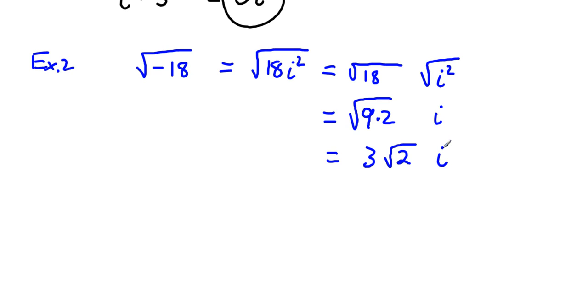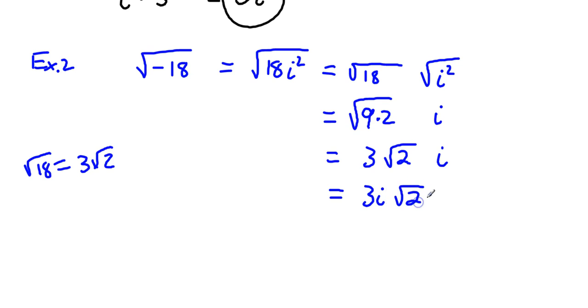Okay, now, most of the time on these, if you just did the square root of 18, that answer would be 3 square root of 2. So the only difference between the positive and negative is you have to put the i in there as a marker. And most of the time with that i, they usually put it in front of the square root.